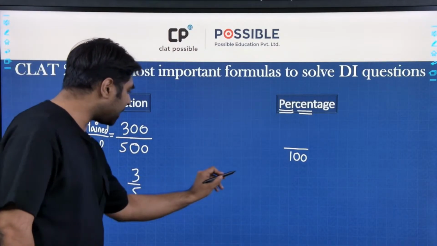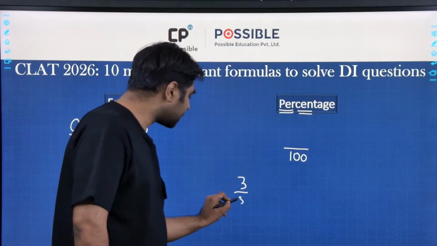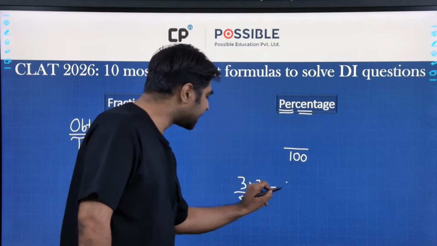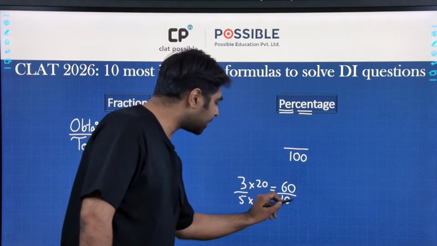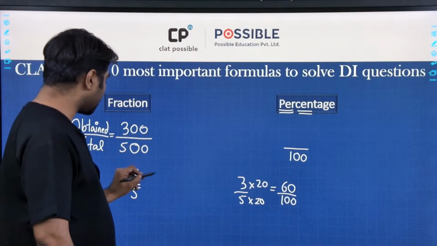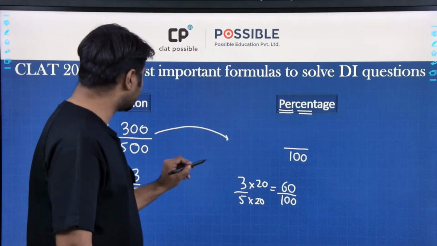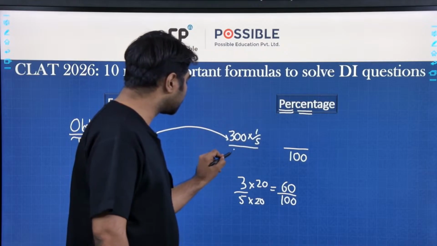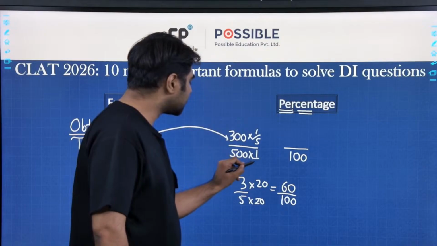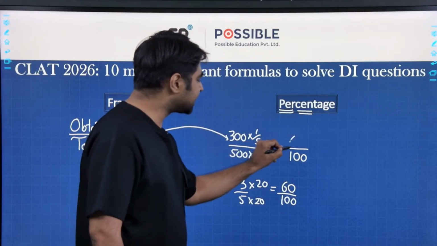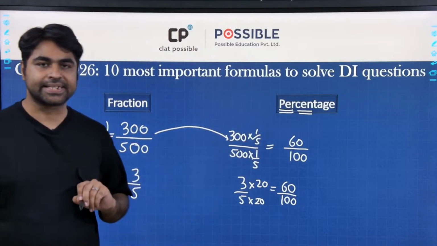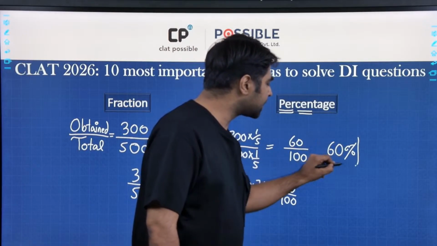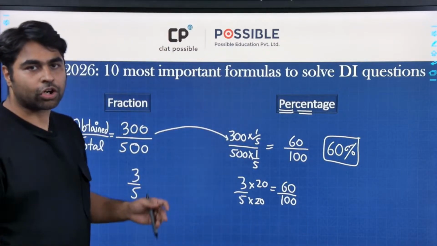So if I say that this was 3 upon 5, if I have to convert it into percentage, I'll multiply the denominator and the numerator by 20. So I'll be getting 60 per 100. Or I can divide both the numerator and the denominator by 5. So again I'll be getting 60 per 100, and that is what we call 60%.